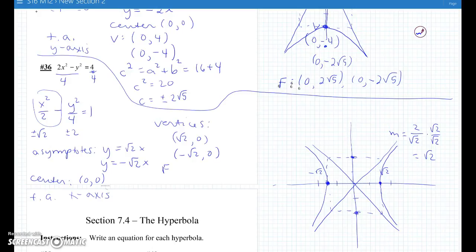And then my focus points, I'm going to have to figure out what c squared is. So c squared is going to be the sum of the denominators. So c squared is 6, and c is plus or minus root 6. So that's going to be between 2 and 3 in the same direction as we went to find the vertex. So somewhere about here, this is root 6. Negative root 6. So the focus points are at root 6, 0, and negative root 6, 0.